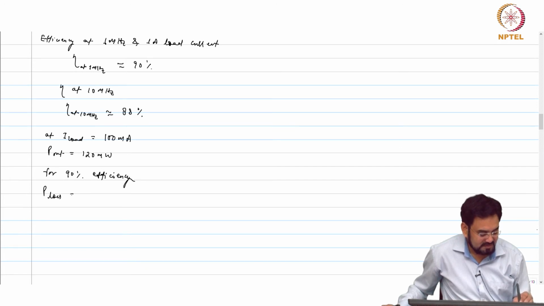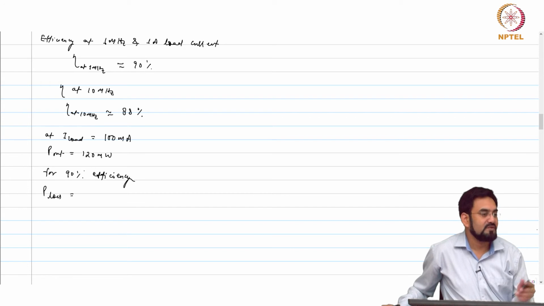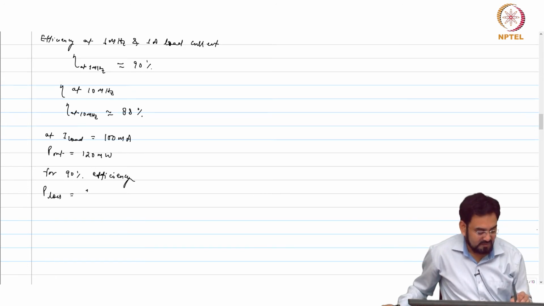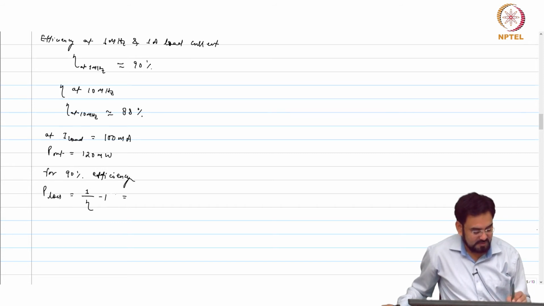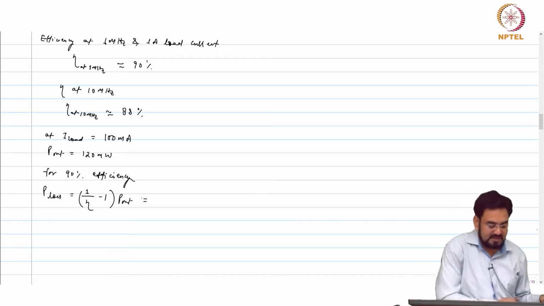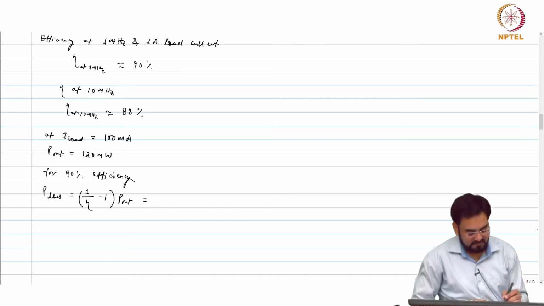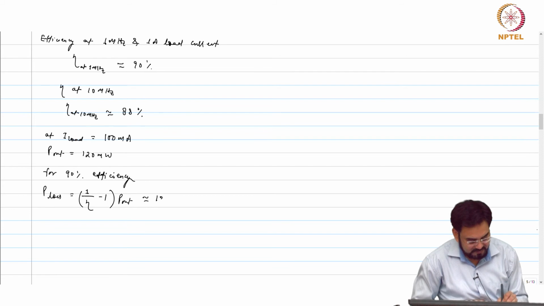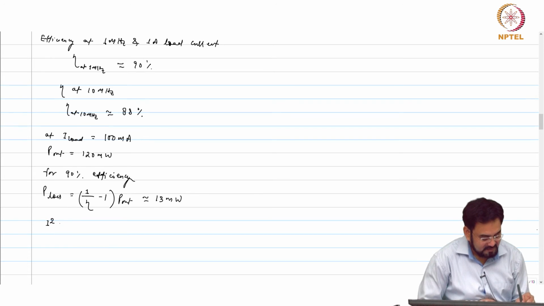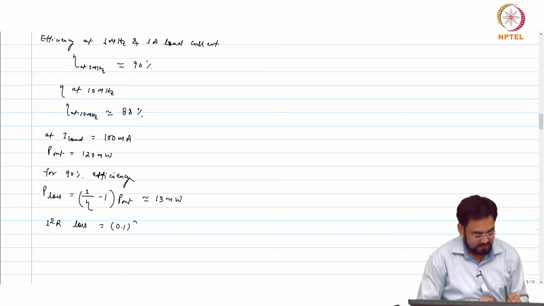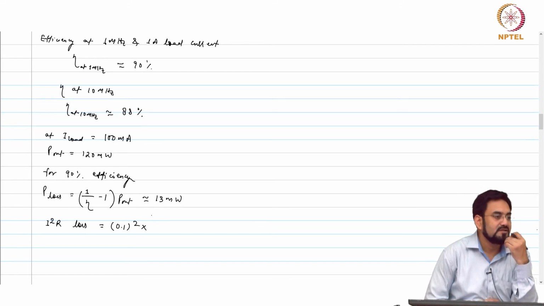P loss is equal to how much? What was the formula? Anybody remember? 1 over 8, into P out. How much will be that? 13 milliwatt? 13%. Okay. How much is I square R? Into how much was the total RDS on? 120.